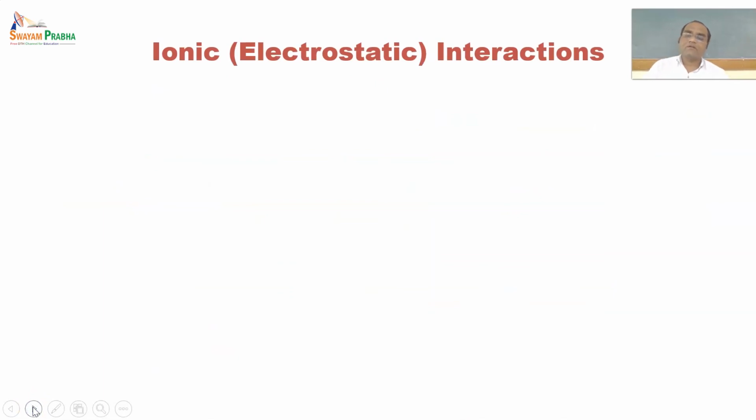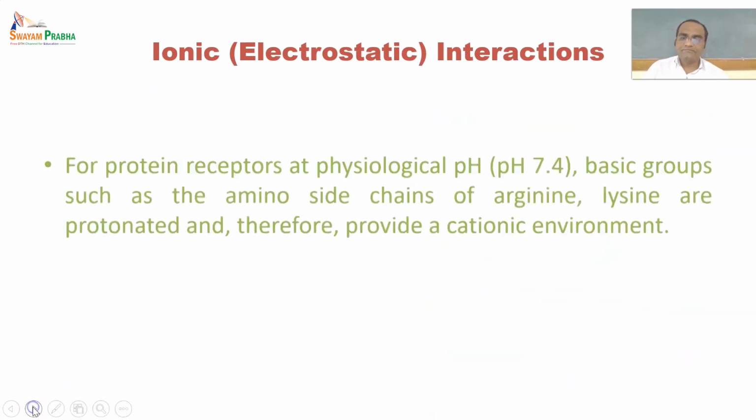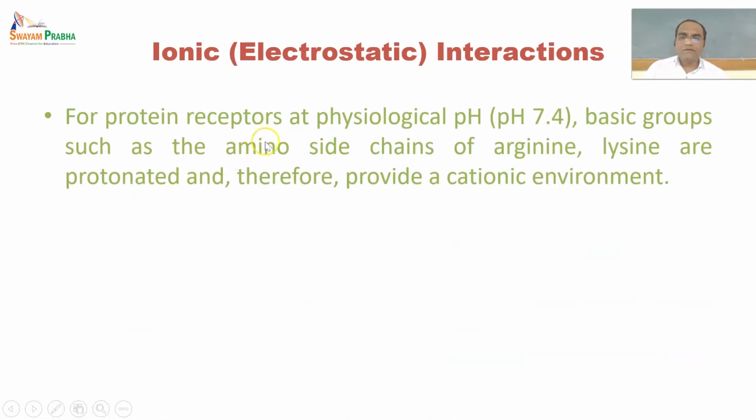After that, ionic or electrostatic interaction. For protein receptors at physiological pH 7, basic groups such as amino acid side chains of arginine and lysine are protonated and therefore provide a cationic environment. Arginine and lysine have basic groups like ammonium or amino, and once protonated, they form a cationic environment. Cationic is nothing but having a positive charge on nitrogen.